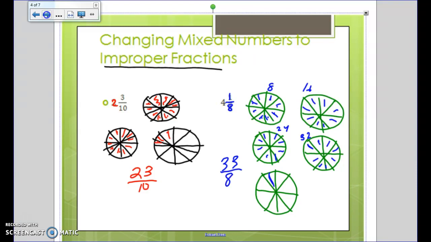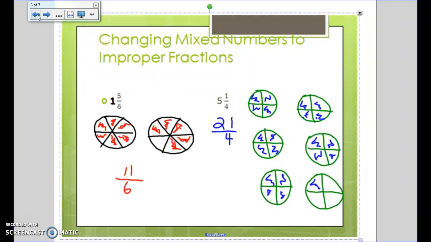Ooh, Mr. Gillum, I like how you did that. Look here, guys. I have 4 wholes. So in eighths, that would be 32 eighths. And then another 1/8. Over here, I have 2 wholes, 2 times 10 would be 20, and then 3 extra. There's 23. And 1 5/6, I have 6 pieces here, and then I'm going to add 5 to that. 1, 2, 3, 4, 5. There's 11. And then again, 5 1/4, I have 4, 8, 12, 16, 20. Plus 1 would be 21/4.